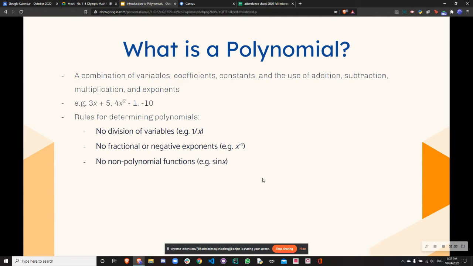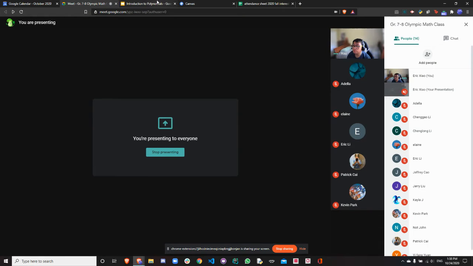And also, last thing, this is not really that important for today's lesson, but you can't have any non-polynomial functions like trigonometric functions such as sine, cosine, tangent. We might look at trigonometry later in this year, but you don't have to worry about this rule for today's lesson. Any questions? No questions? Right.